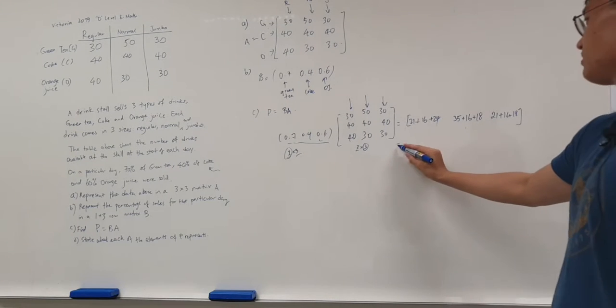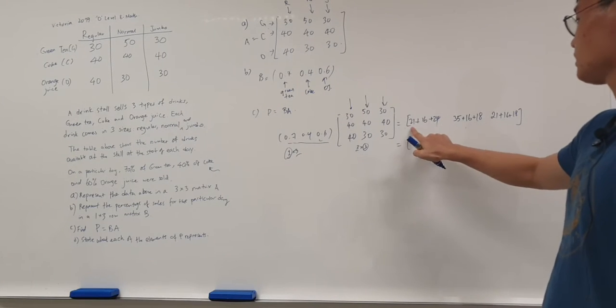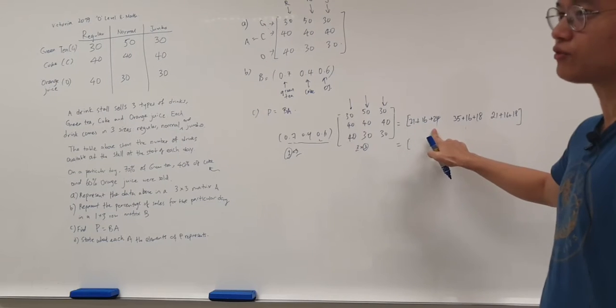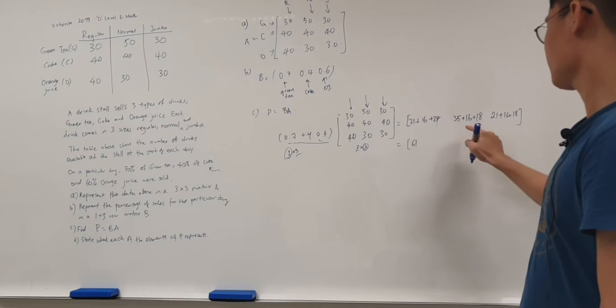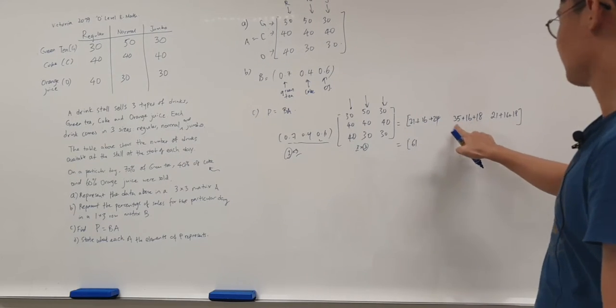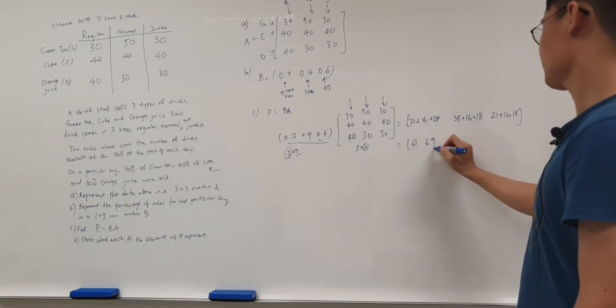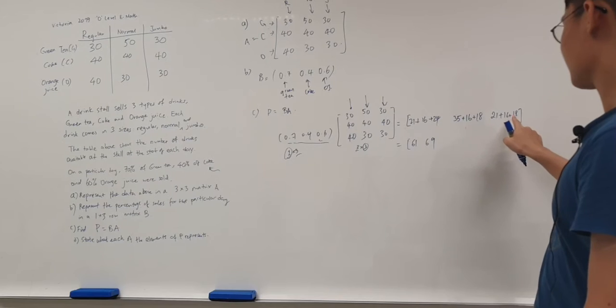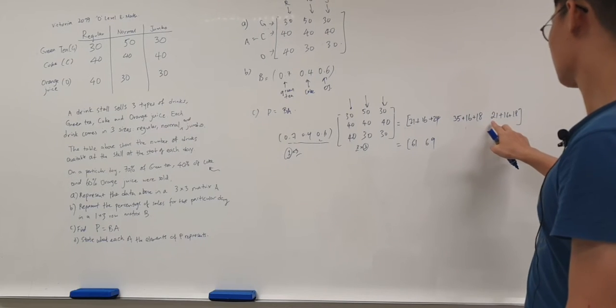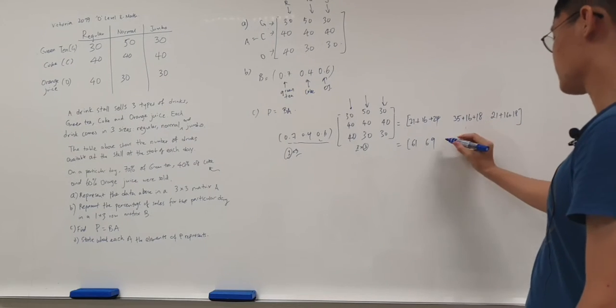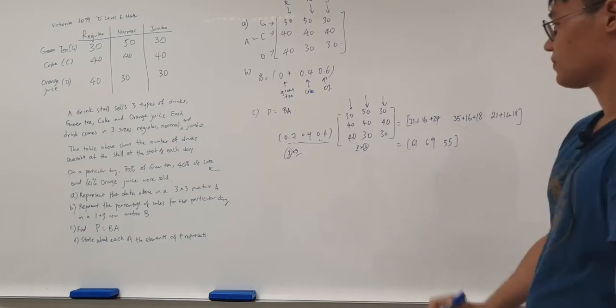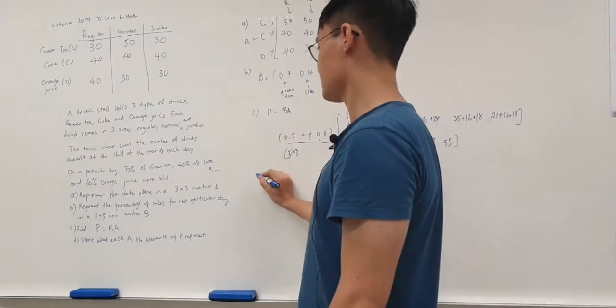Okay, so we just simplify and evaluate all these numbers. So this is 37 plus 24, which gives 61. This gives 35 plus 16 is 51. 51 plus 18 is 69. 21 plus 16 plus 18 gives you, so this is 37 plus 18, which is 55. Okay, now we're done with part C.